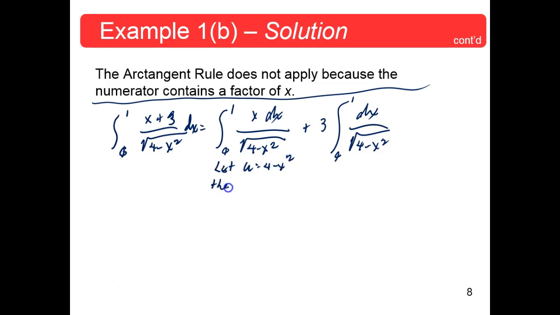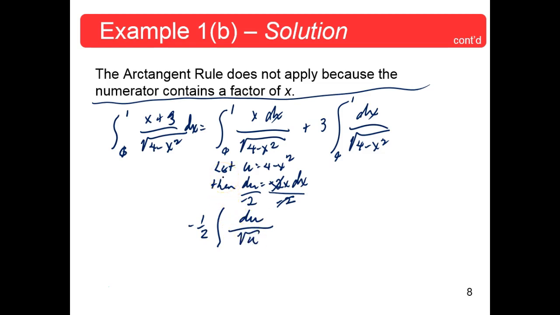Then always the next step is du is equal to negative 2x dx. Now, we don't have a negative and we don't have a 2. We just have x dx, so let's divide both of these by negative 2. Now we have x dx, and that's equal to negative 1/2 du. So let's pull the negative 1/2 on the outside. We'll do the integral, and now this is your du. And what would that be there? Square root of u.